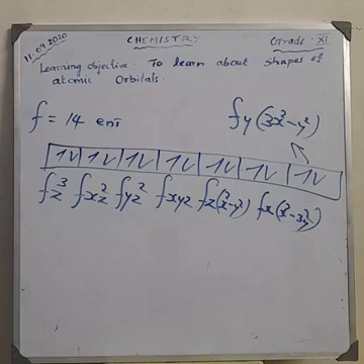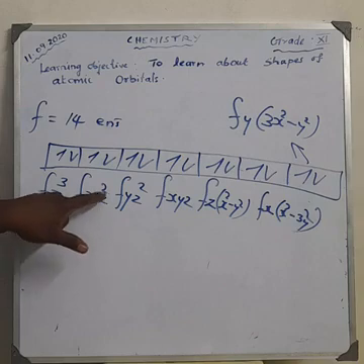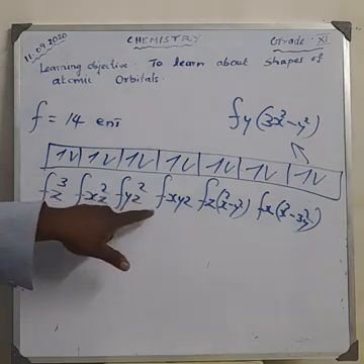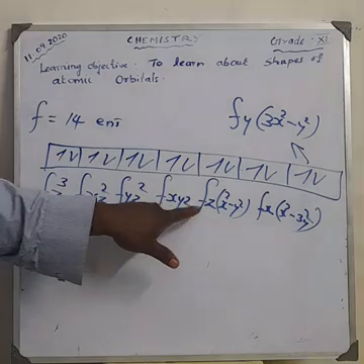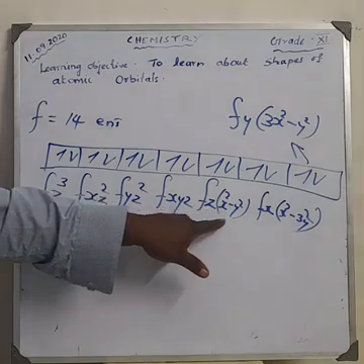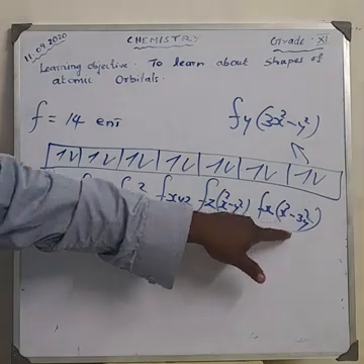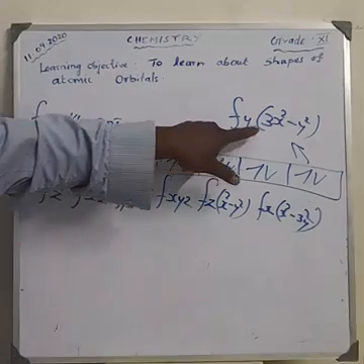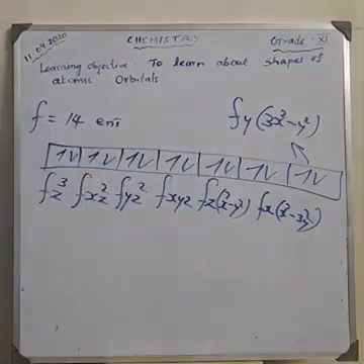Which are the orbitals? Tell me. F z cube, f x z square, f y z square, f x y z, f z x square minus y square, f x square minus 3y square, f y 3x square minus y square. These are the orbitals on the f option.